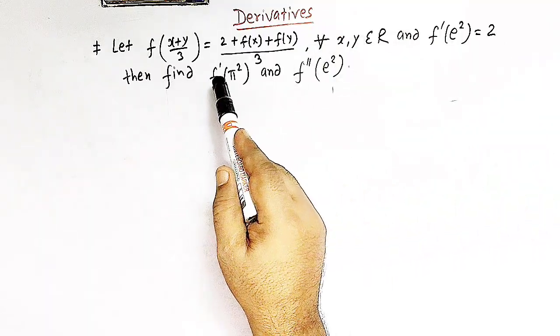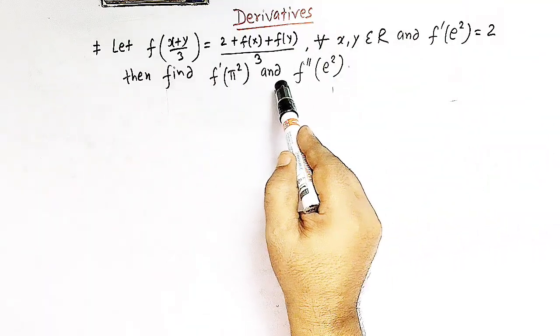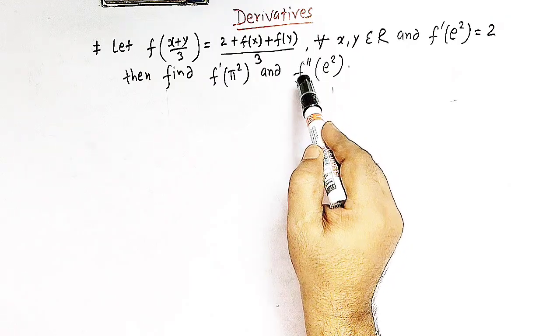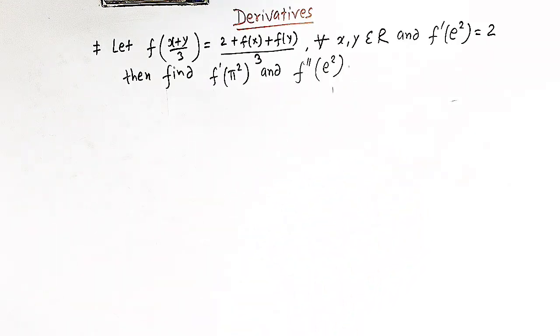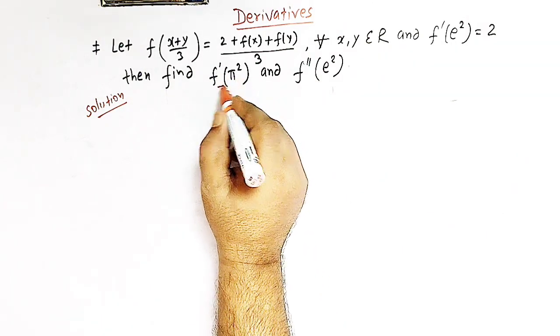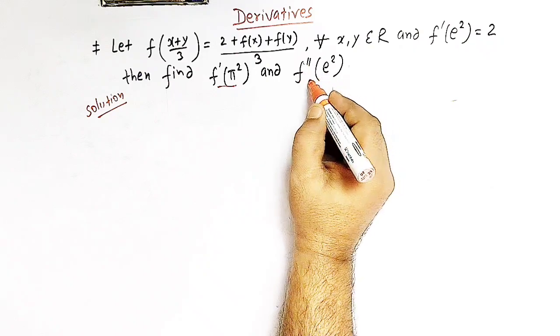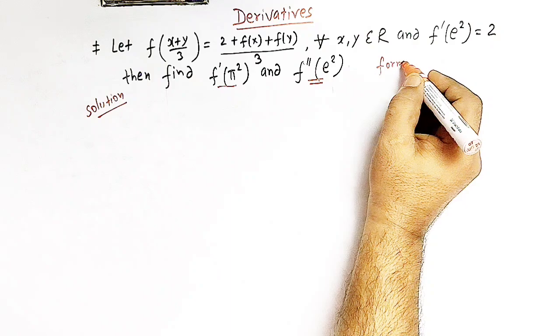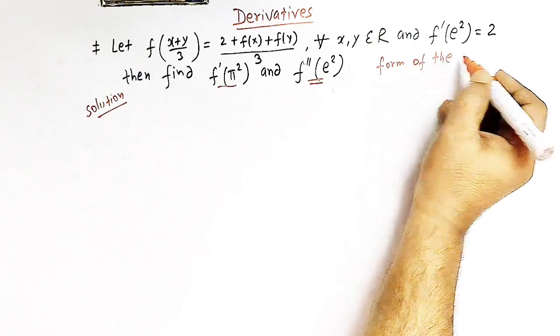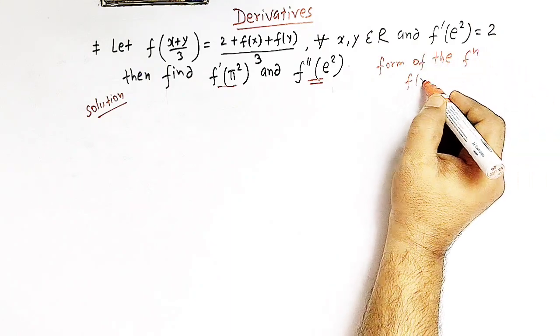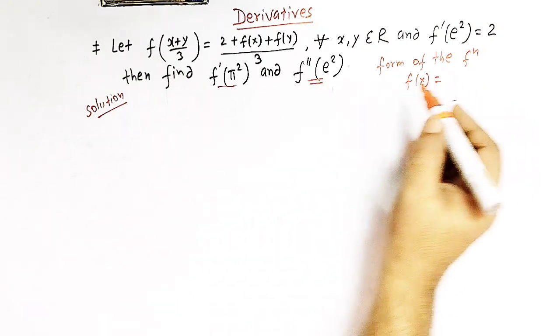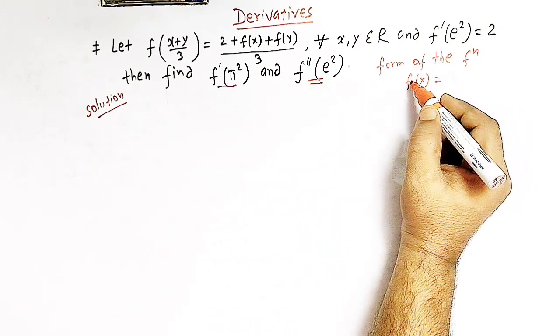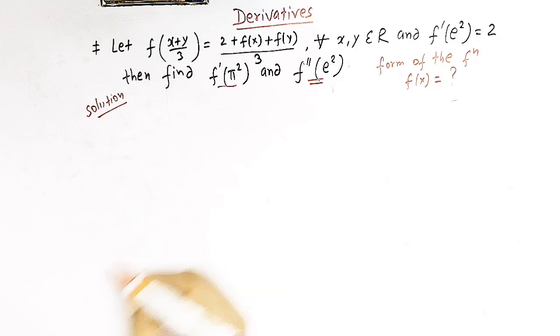Then we have to find f prime of pi square and f double prime, that is the second derivative, at this point e square. So here we have to find f prime of pi square and f double prime of e square. So it implies that we have to find the form of the function f of x. So our aim is to get the expression for the function f of x.